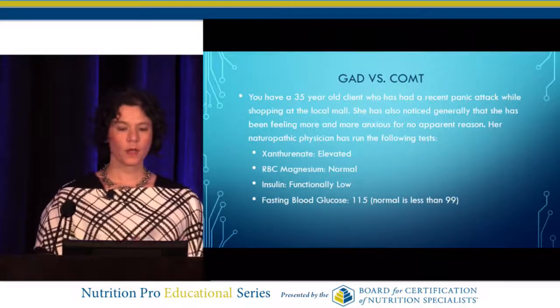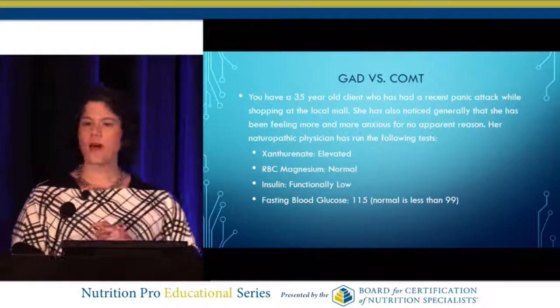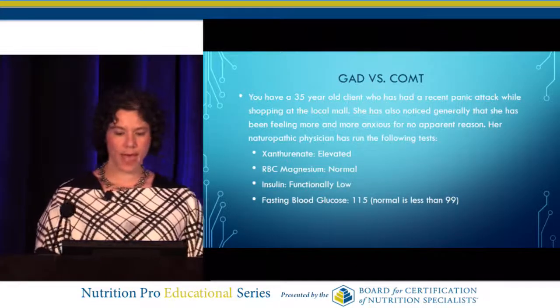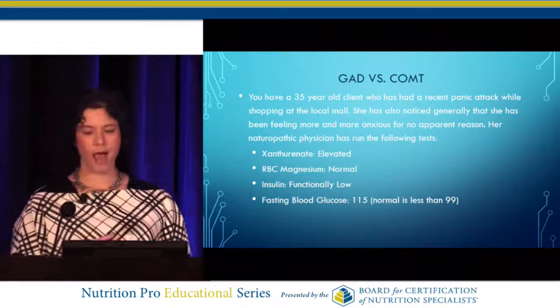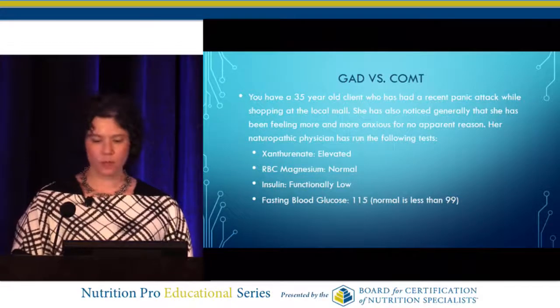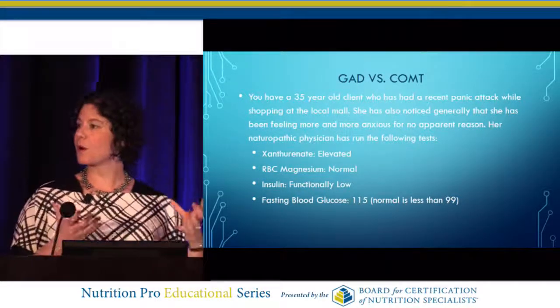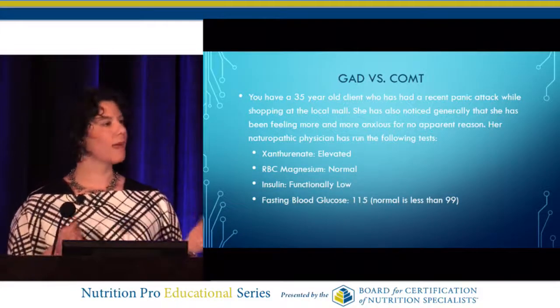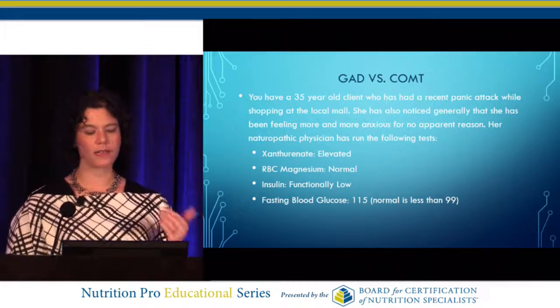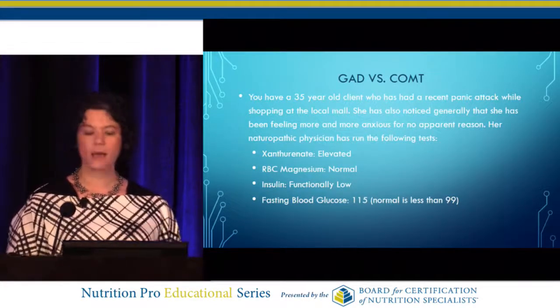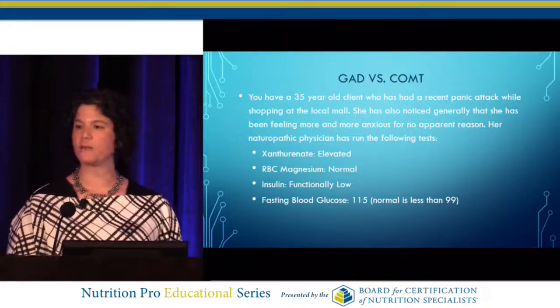Well, finally, we have a 35-year-old client who's had a recent panic attack at the local mall, just feeling anxious a lot, and we have some testing that comes back. Xanthurenate, or our B6 marker, is elevated. Magnesium levels are normal, and insulin is functionally low with glucose elevated at 115.